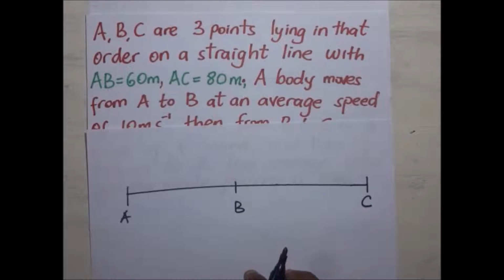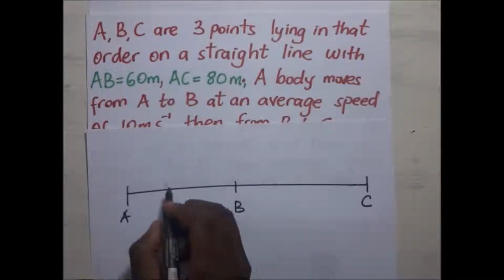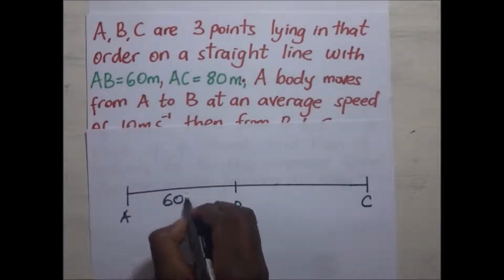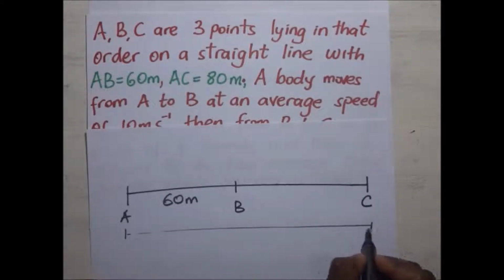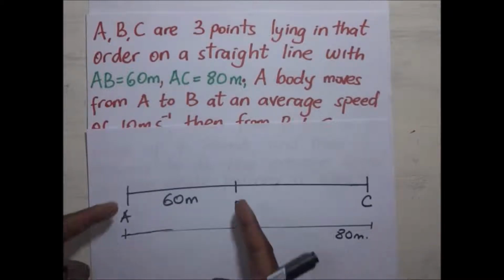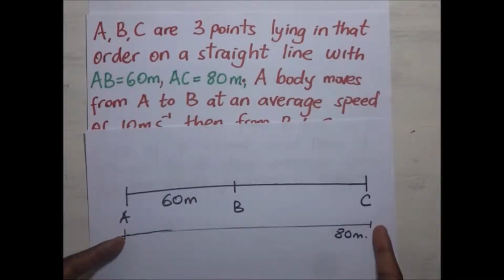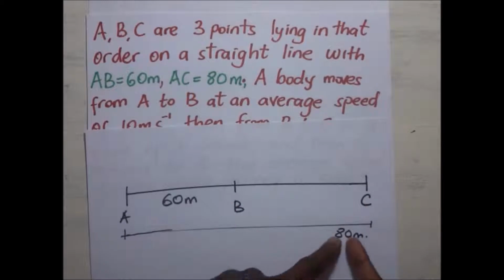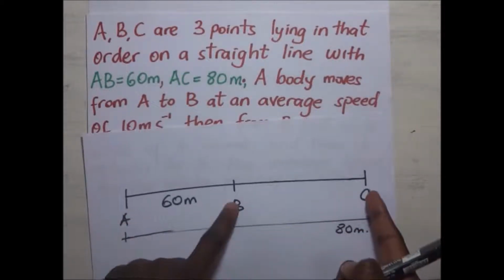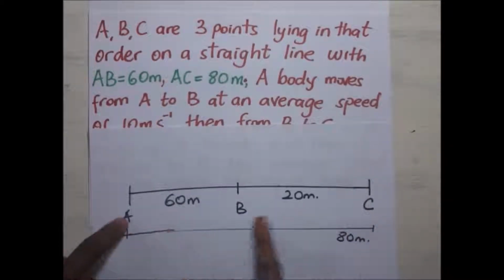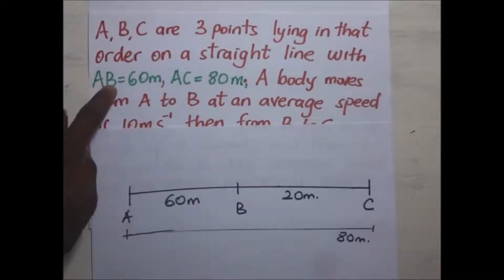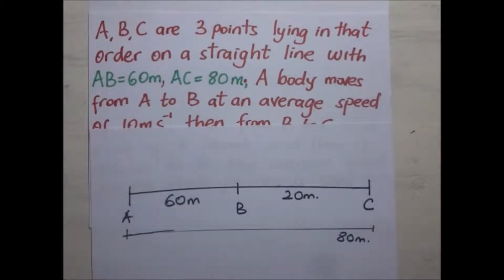Now ABC are simply 3 points lying in that order on a straight line, with AB giving us 60 meters, so we have down here 60 meters. Then AC is 80 meters, so we move from here to right to there is 80 meters. So if this is 60 and from A to C is 80, to get BC is simply going to be 80 minus 60 to get the remainder of this portion BC, which is 20, so that 60 plus 20 is 80 meters. So they're telling us that AB is 60 meters and AC is 80 meters.